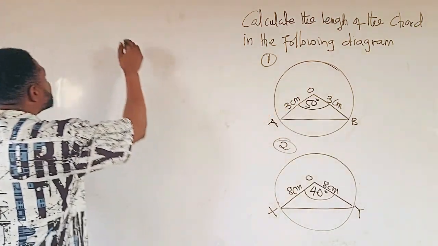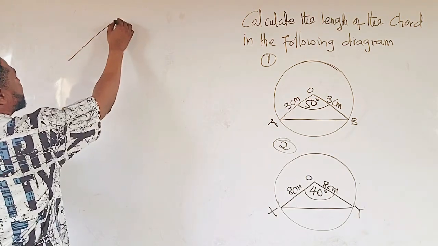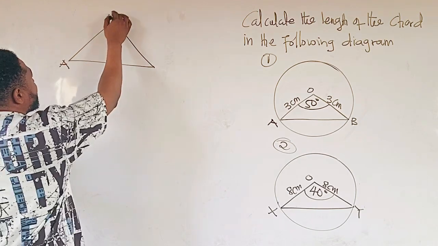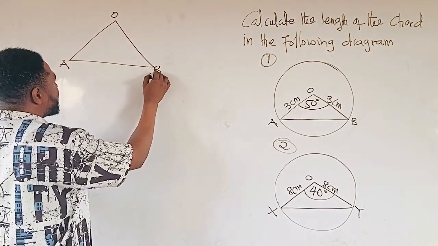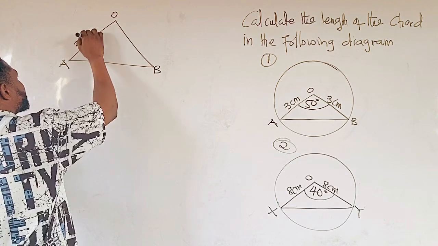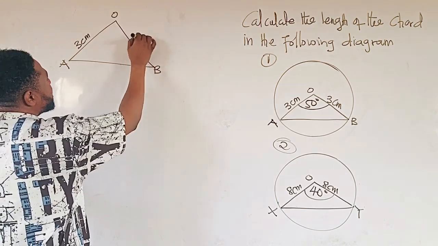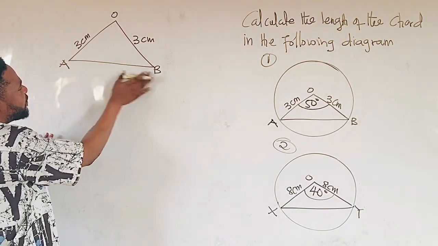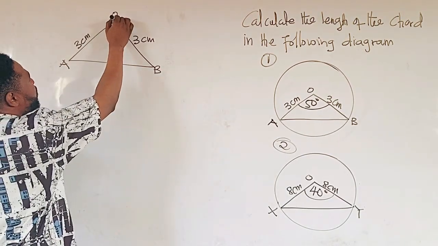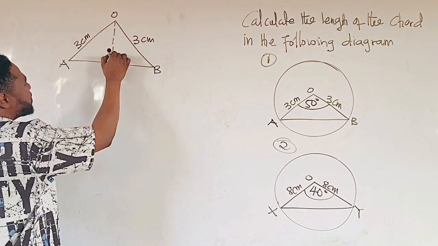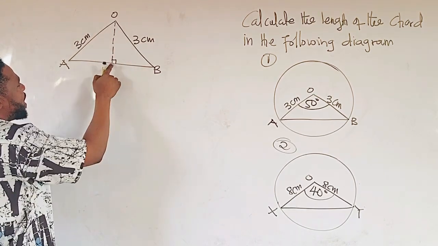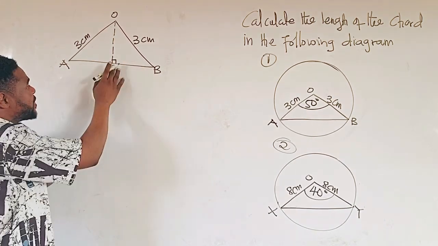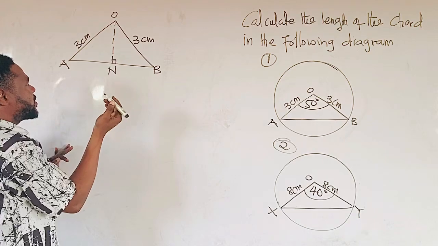Now we pick our triangle from the circle, then we draw it here. As we can see, we have A here, O here, and B here. From O to A is 3 centimeters, O to B is also 3 centimeters. Now, for us to get half of this chord AB, first of all, we take our height of the triangle, viewers, and the height is perpendicular to AB, so we put an angle of 90 degrees here. We can name it N, all right?